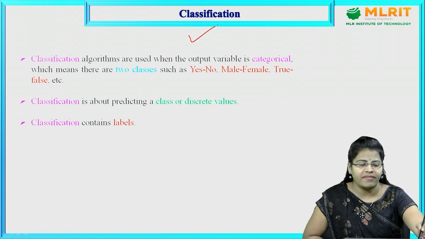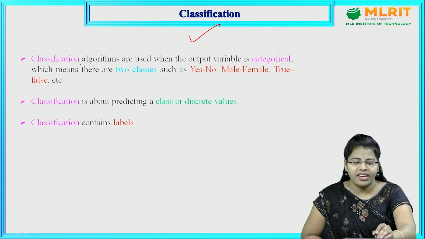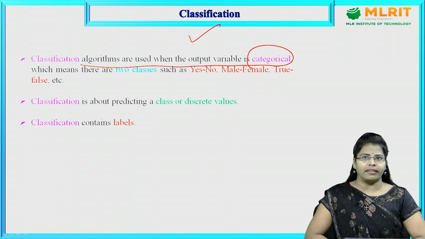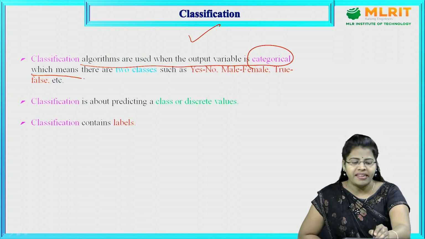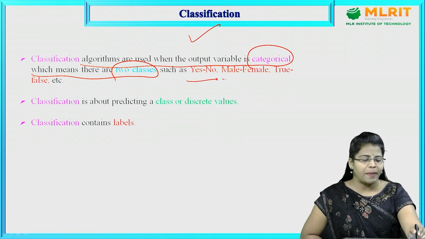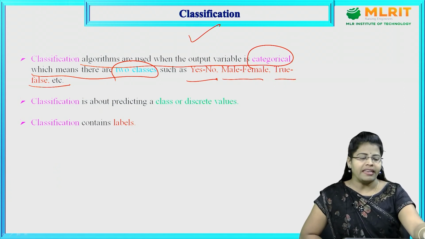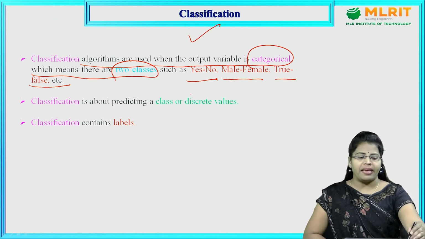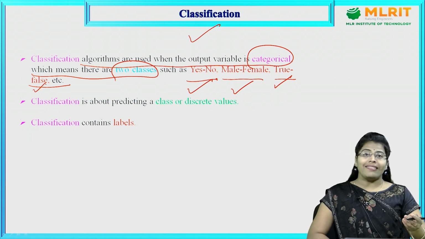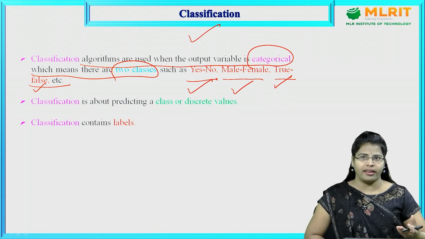Next, coming to classification, this is the other supervised learning methodology. Classification algorithms are used when the output variable is categorical. Categorical is nothing but it consists of two classes. It may be yes or no, male or female, true or false. That means the output will be like yes or no in the classification type of supervised learning.